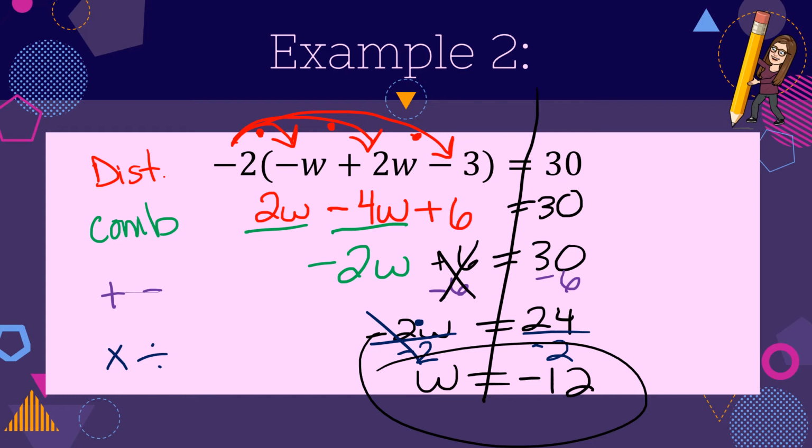Now these two did have nice clean answers, but you can have fractions. If you were to divide 23 by 2, right? Let's say that was your last step. That's okay. Just leave it as 23 over 2.